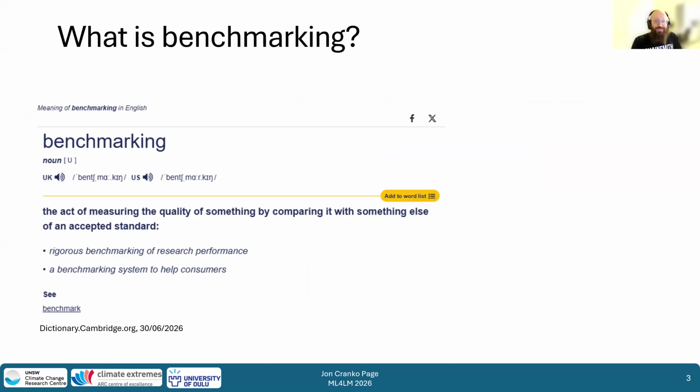So first of all, I just wanted to sort of discuss what I consider to be benchmarking. You know, as AI and machine learning become more popular and out there, I feel like a lot of things are referred to as benchmarking. So what actually is it? So I looked up the Cambridge Dictionary definition of it. And I feel like the key sort of phrases that come out are this: you're measuring the quality of something.